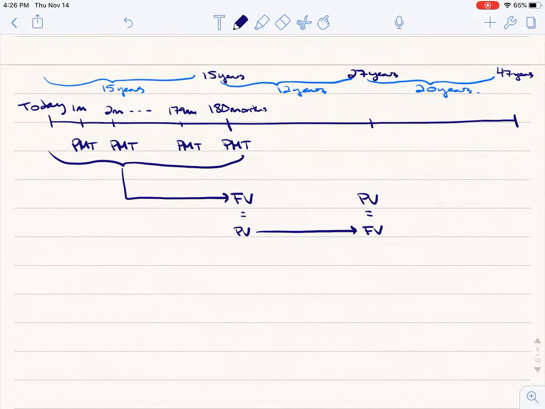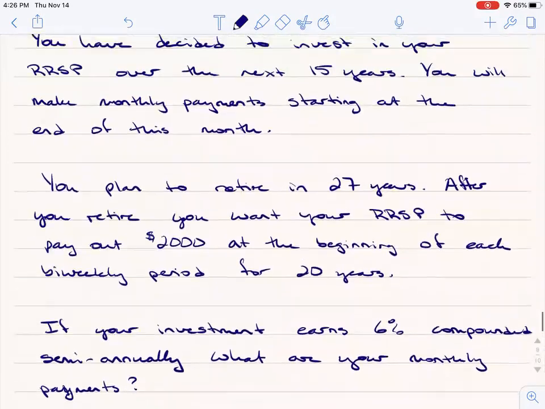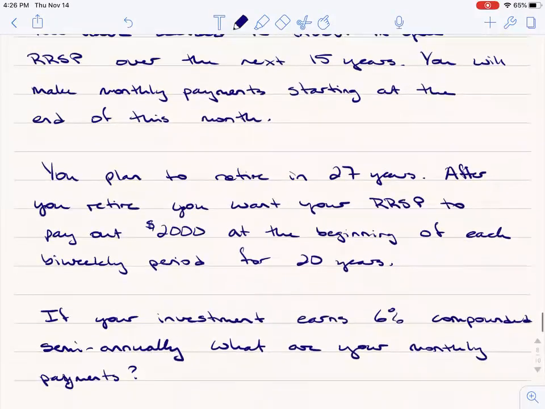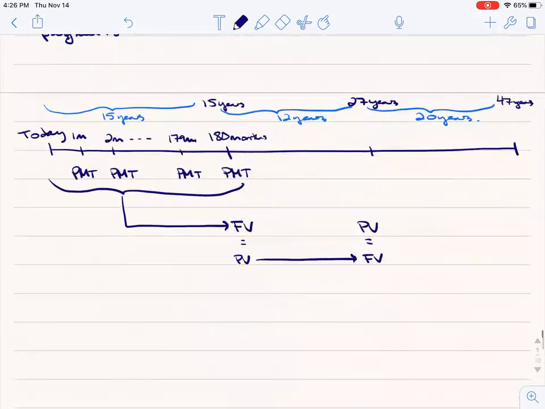So now let's figure out what this annuity section looks like. Now we're getting these payments. And so you plan to retire in 27 years. After you retire, you want your RRSP to pay out $2,000 at the beginning of each biweekly period for 20 years. So at the beginning, I'll put 0 biweeklies here.